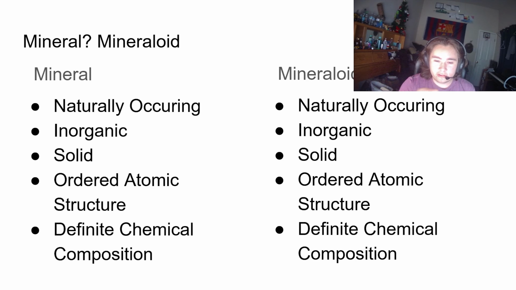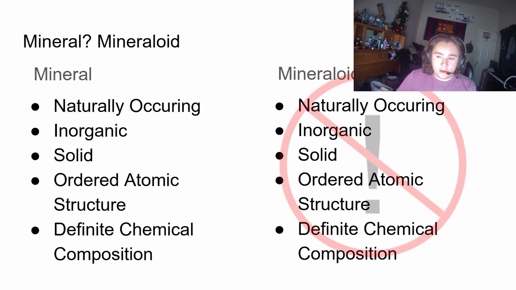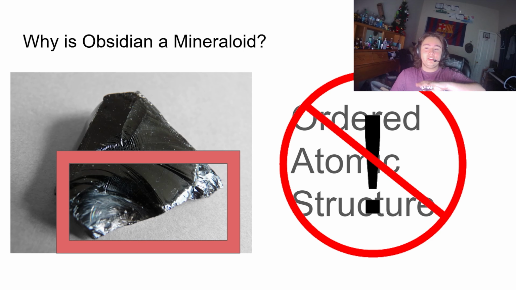A mineral is, apologies, a mineral is naturally occurring, inorganic, solid, has an ordered atomic structure. That is the crystalline structure I keep talking about. And it has a definite composition. Where obsidian fails to identify as a mineral is that it does not have an ordered atomic structure. However, this makes it perfect for making razor sharp edges.